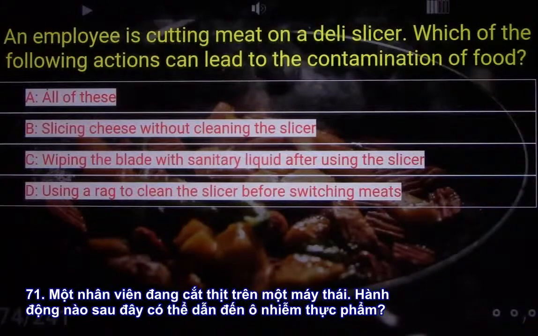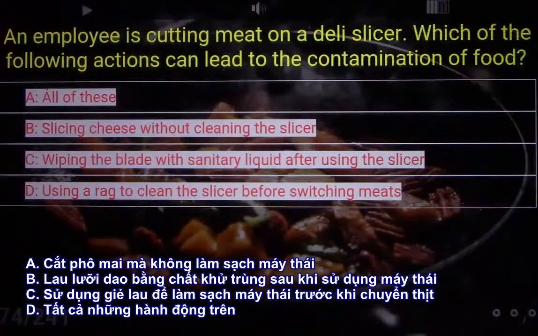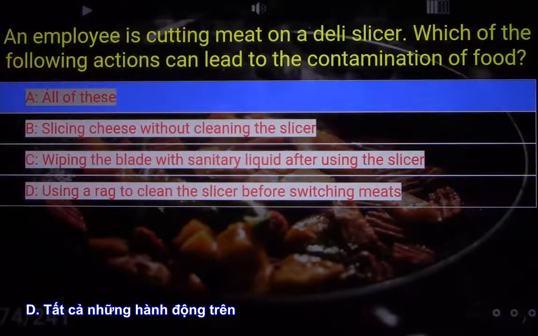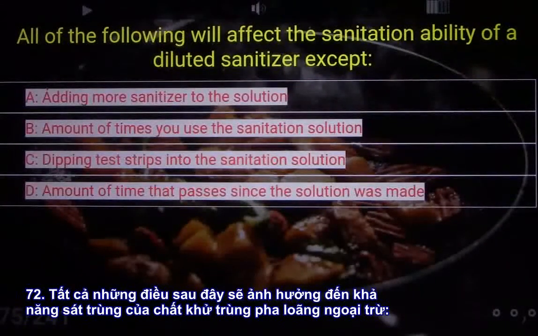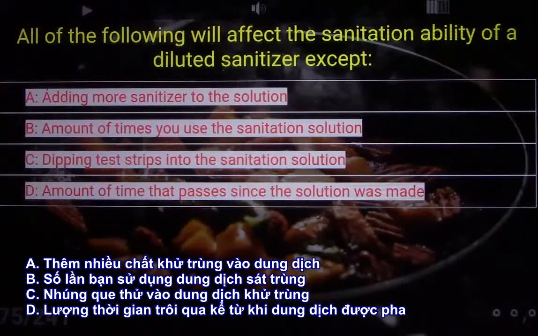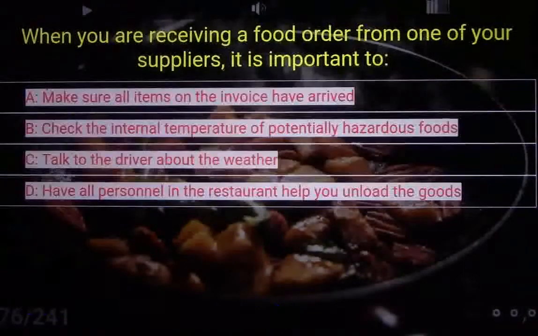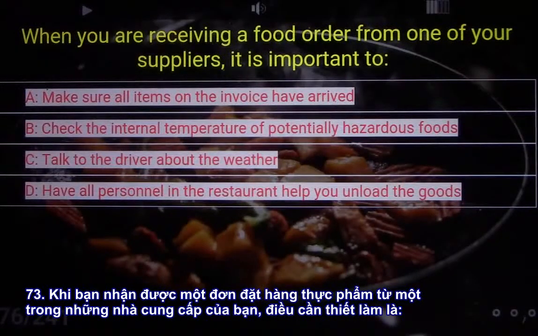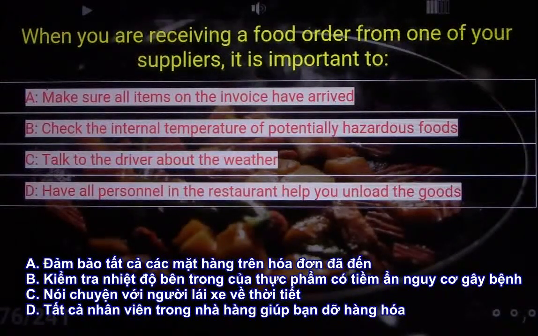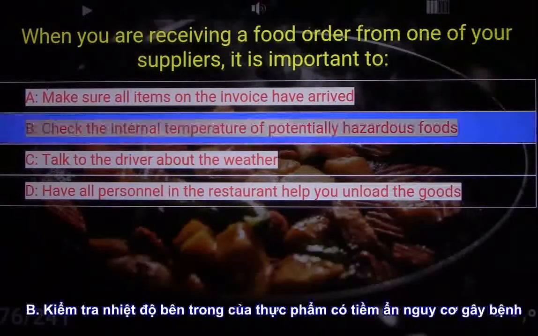An employee is cutting meat on a deli slicer. Which of the following actions can lead to the contamination of food? A. All of these. All of the following will affect the sanitation ability of a diluted sanitizer except C. Dipping test strips into the sanitation solution. When you are receiving a food order from one of your suppliers, it is important to B. Check the internal temperature of potentially hazardous foods.